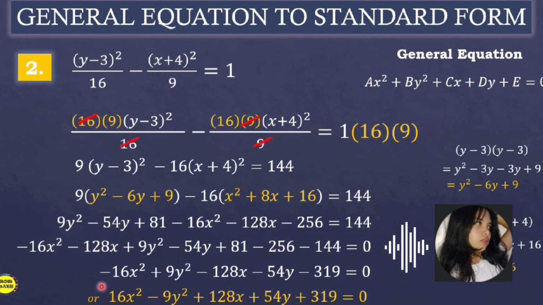To get the final answer, we will arrange this into standard form. So it will be negative 16x squared minus 128x plus 9y squared minus 54y minus 319 equals 0.